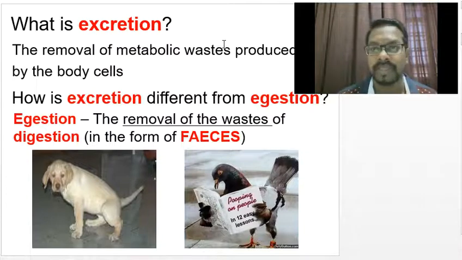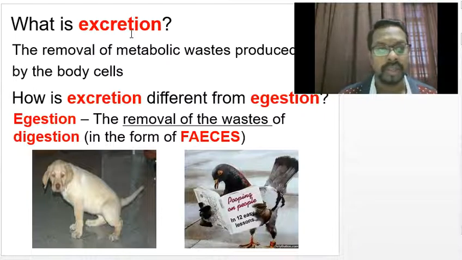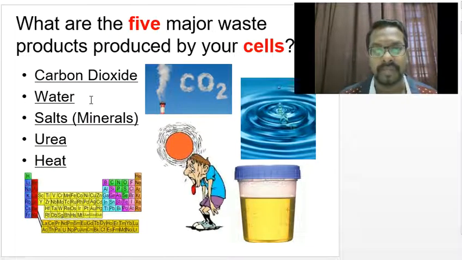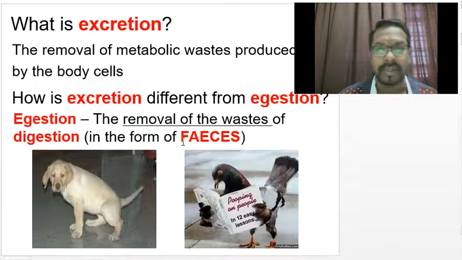So all the five major waste products, when they are removed from our body cell, it is a process of excretion. Now, how is excretion different from egestion? Egestion is the removal of waste of digestion. So excretion is the removal of metabolic waste, whereas egestion is the removal of waste of digestion in the form of feces. In a simple way, excretion is through this way: carbon dioxide, water, salts, urea, and heat, whereas egestion is in the form of feces, your poop.